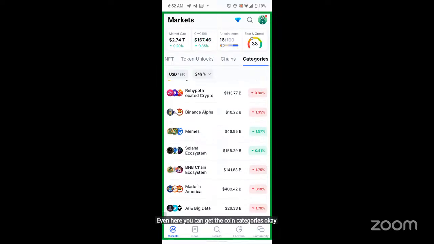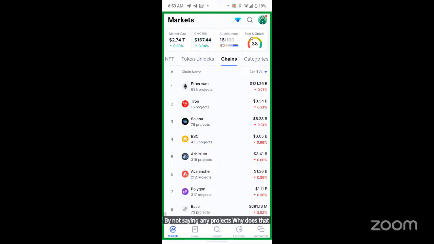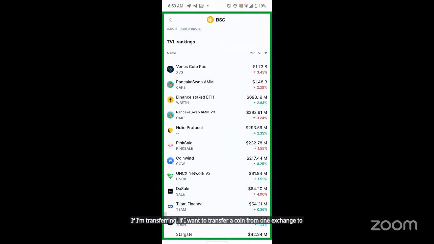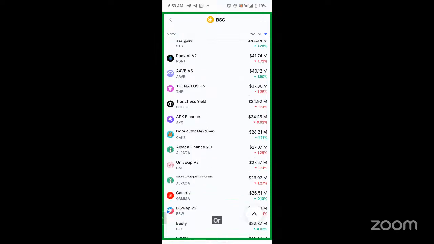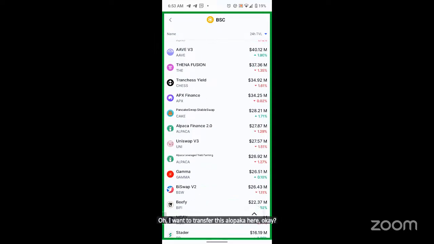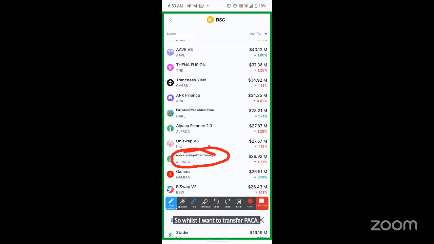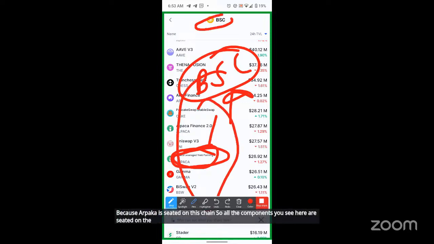Okay. So when we talk about the blockchains or the chains, we have Ethereum, Tron, Solana, BSC Smart Chain, Binance Chain projects. What does it mean? For example, if I want to transfer a coin from one exchange to another, say I want to transfer AAVE or this Alpaca here. Once I want to transfer Alpaca, I have to use the BSC Smart Chain. Why? Because Alpaca is seated on this chain.